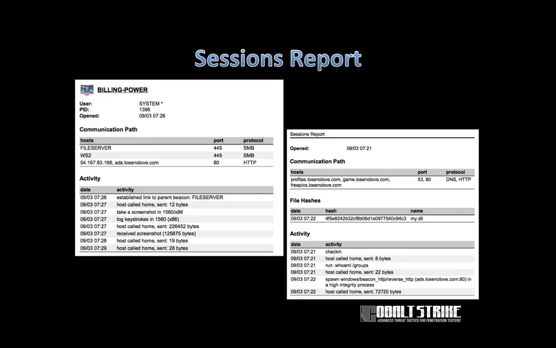The sessions report takes this a step further. The sessions report breaks down each beacon session by communication path, so you can actually see the path an individual beacon took to get to the internet. This is really important because Cobalt Strike 3 enables very complex pivoting by chaining beacons together over named pipes. You also get a timeline of all activity for that individual beacon session. The sessions report also gives you indicators for individual beacon sessions as well.